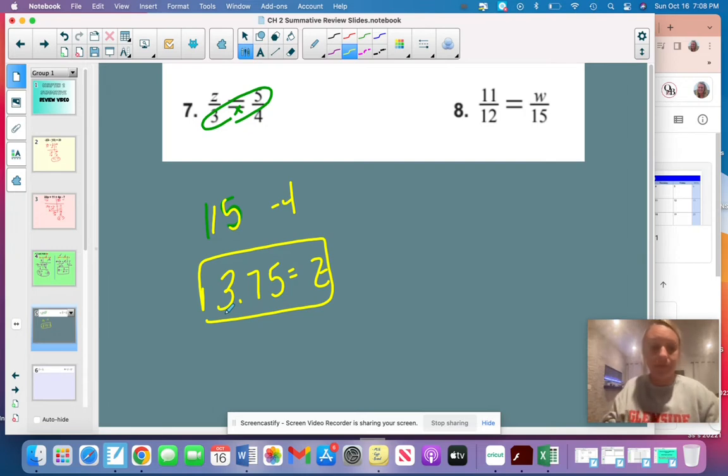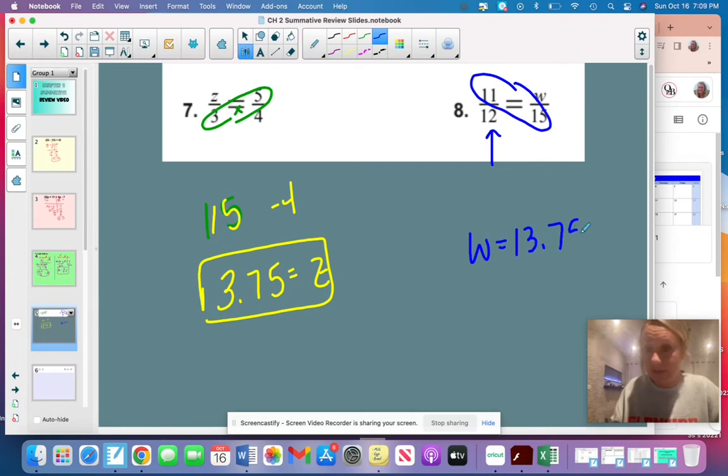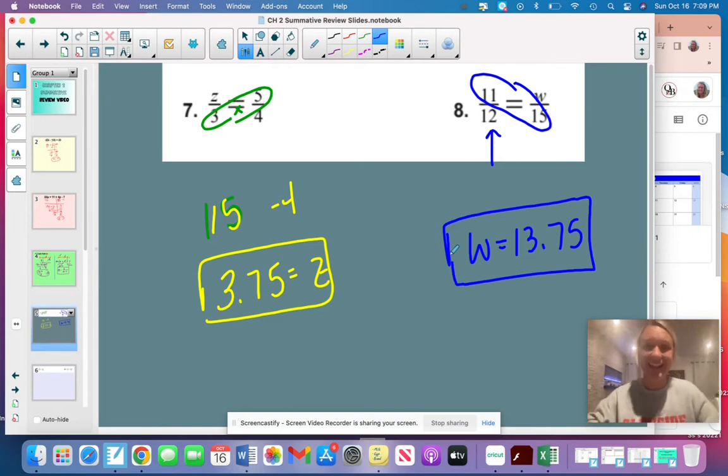That's totally fine. For number 8, to solve for W, we'll cross multiply 11 times 15, which gives us 165. And then we'll divide by the leftover of 12. Again, that will give us a decimal. So W equals 13.75. And that's okay. No one's going to freak out.